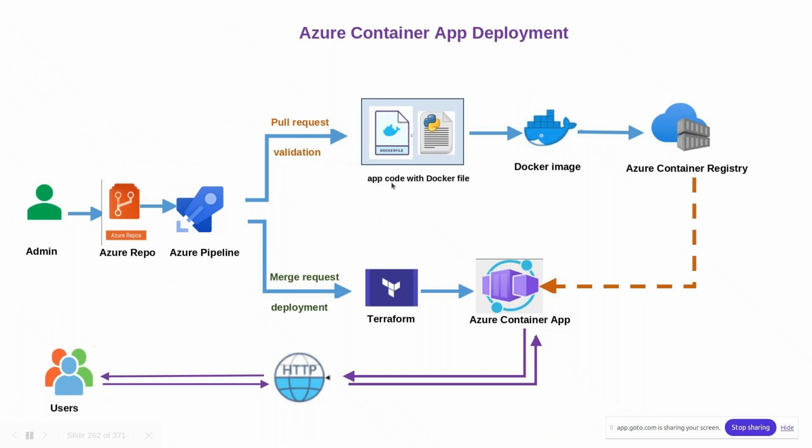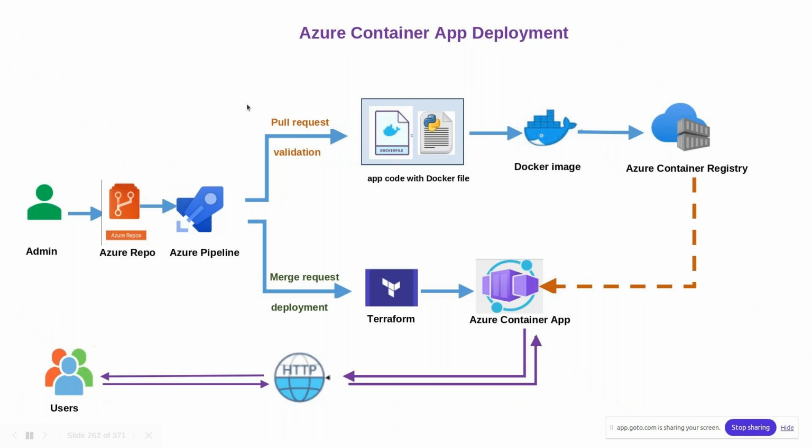Okay, and then for the merge request, Terraform will get called, and that will deploy it. It will pull the image from the container registry, and it will deploy that application to the container app. It will create the container on the container app service in the Azure service. Once that is done, the user should be able to access the application through the web browser. Okay, that is what we are going to see today.